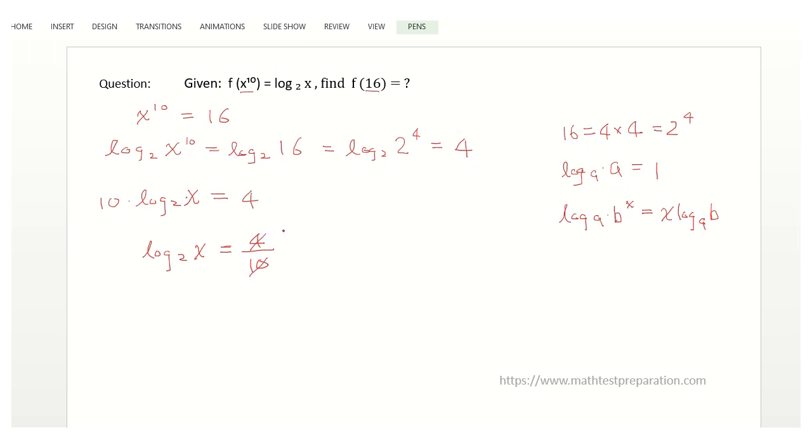So numerator and denominator divide by 2. Here is 2, here is 5. So this equals 2 divided by 5. So we get f(16) equals 2 divided by 5.